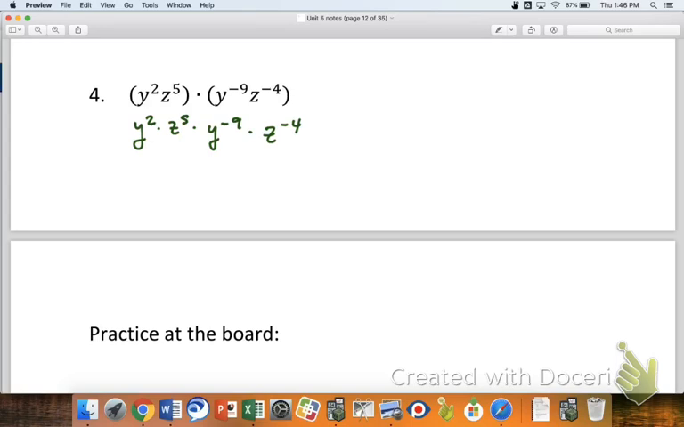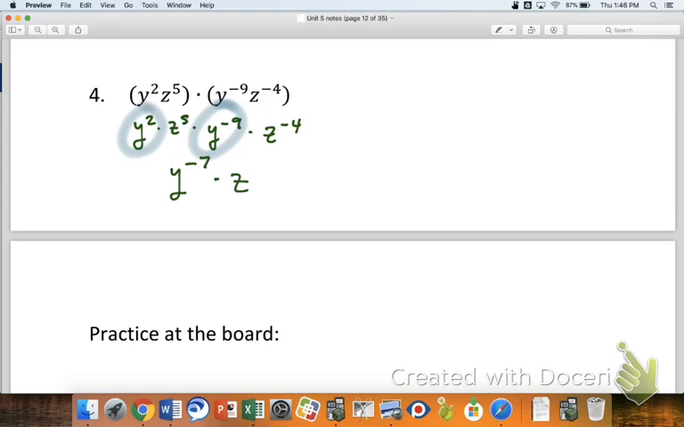Okay, so if we do what Josh said, and we think about what Noel just said, I've got a pair of y bases. So if I were to multiply the y squared times the y to the negative 9th, that would give me y to the negative 7. That's when you add your exponents, right? When you're multiplying bases. Times z to the what?